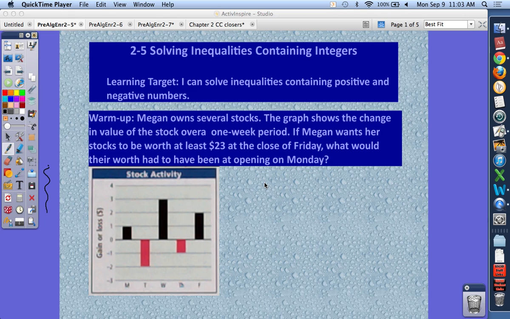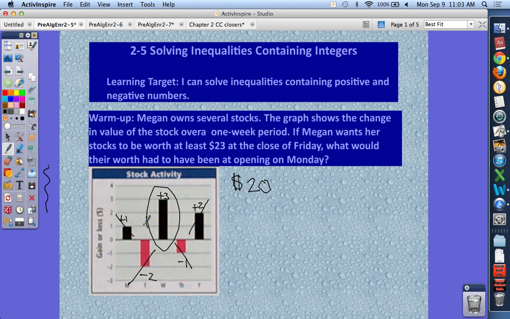Okay, with the warm-up, hopefully you figured out that it would have had to have been about $20 at the start. We're seeing a gain of 1, a gain of 3, and a gain of 2, but a loss of 2 and a loss of 1. So really, this cancels this, and this cancels this. Wherever she was on Monday must have been 3 less than where she wanted to be because she gains 3, so it's $20.